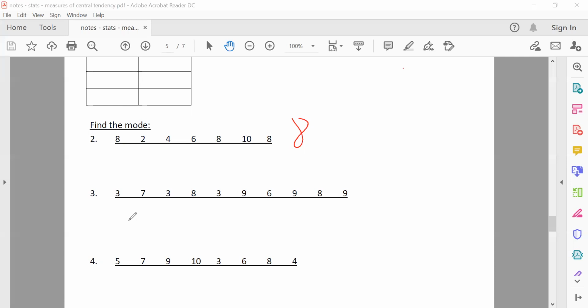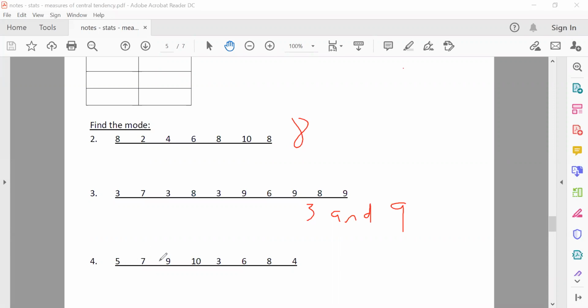Okay, let's see this next data set: 3, 7, 3, 8, 3, 9, 6, 9, 8, 9. What would you say is the mode? 3 and 9, exactly. 3 occurs 3 total times, and 9 also occurs 3 total times. Now 8 occurs twice. Just because something occurs multiple times doesn't mean it's automatically a mode. But yes, the modes would be 3 and 9.